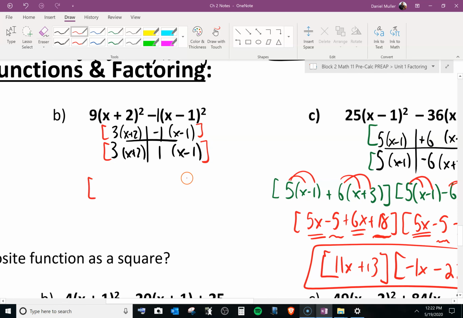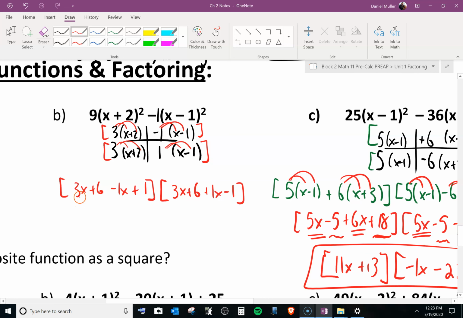So I'm actually going to write this as 3x plus 6, 3x plus 6 minus 1x. Negative 1 times negative 1 is plus 1. And then we've got a 3x plus 6. And then a 1x minus 1.